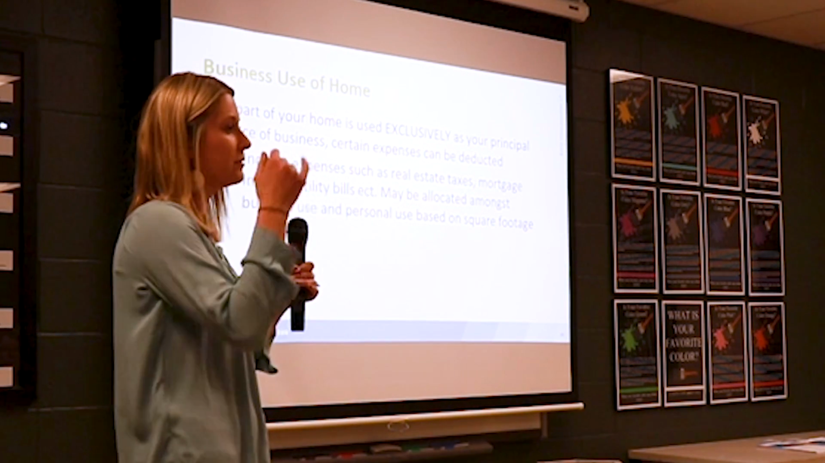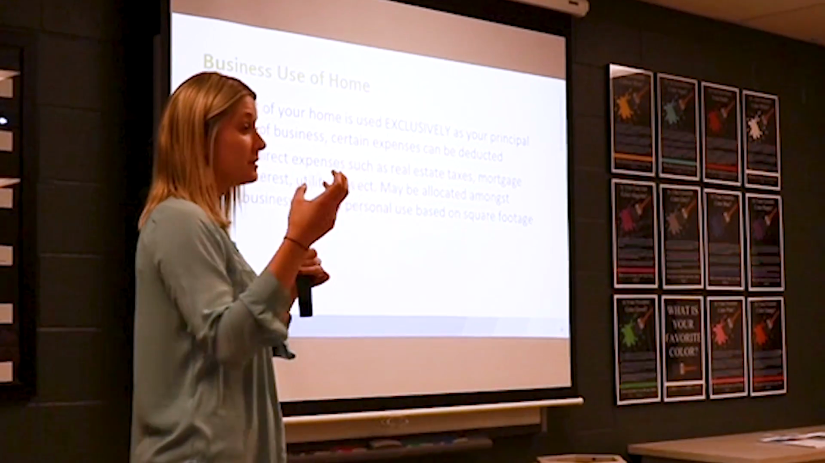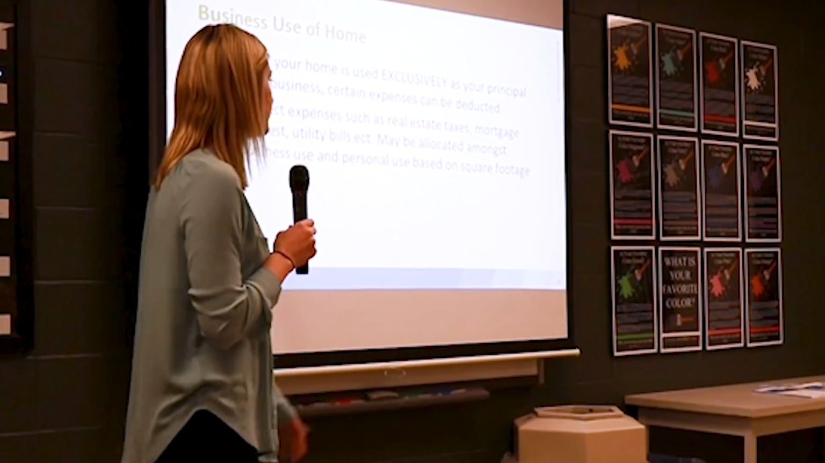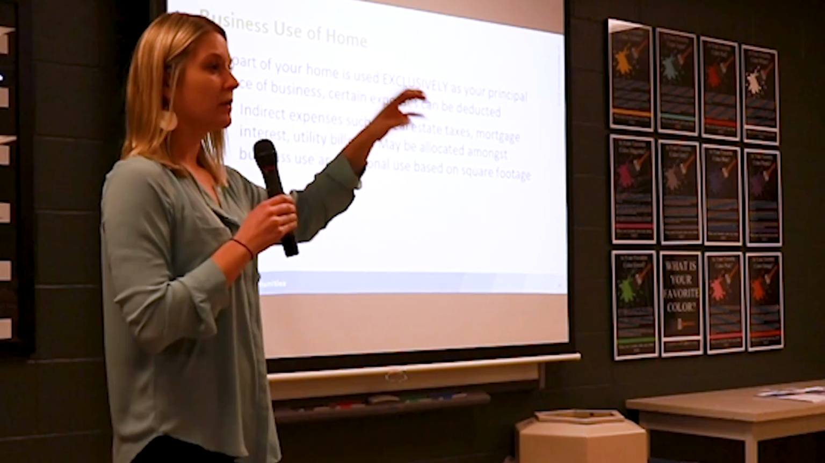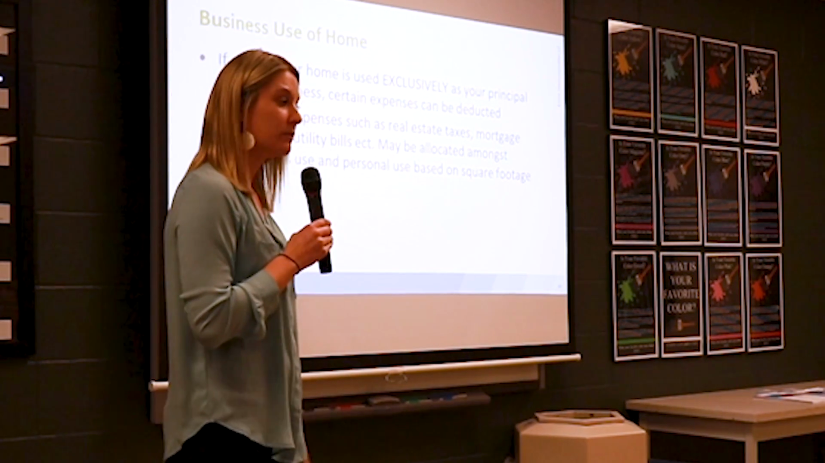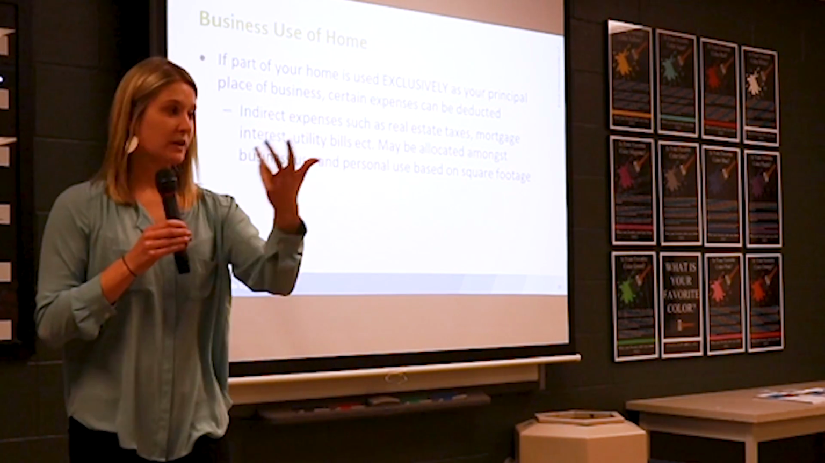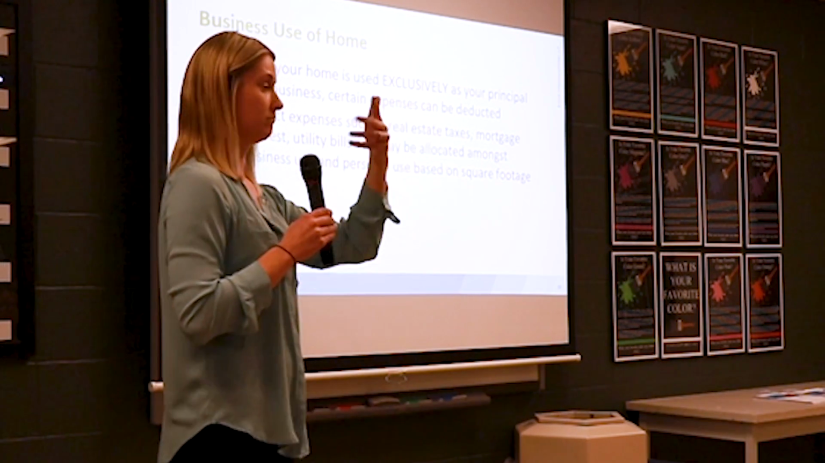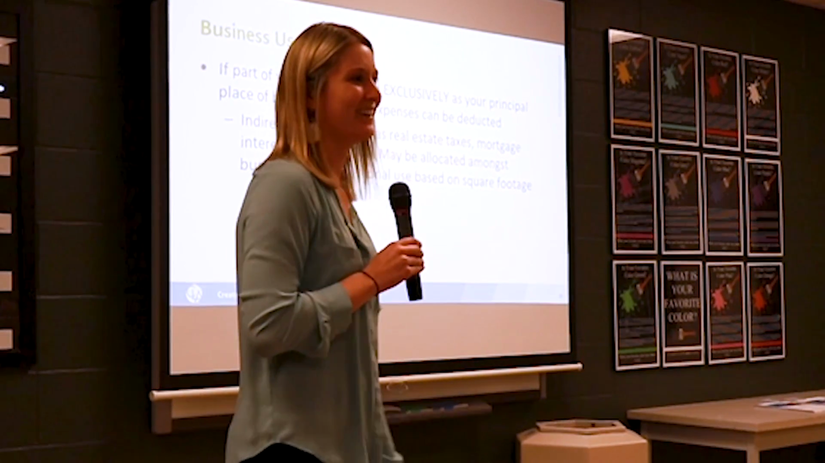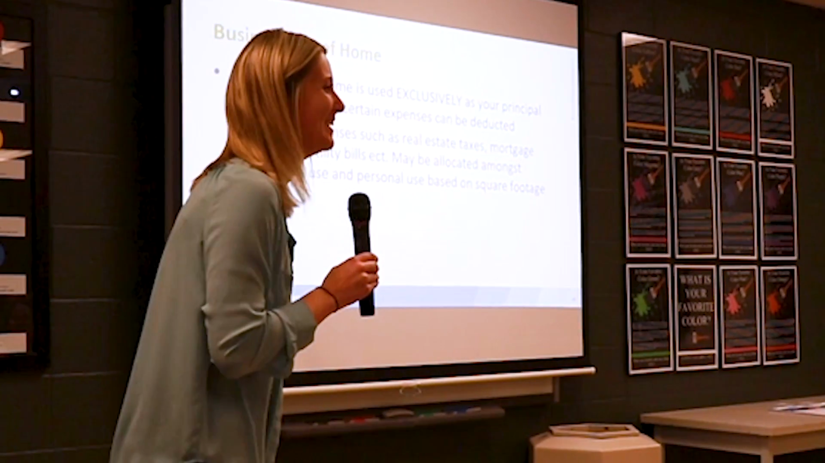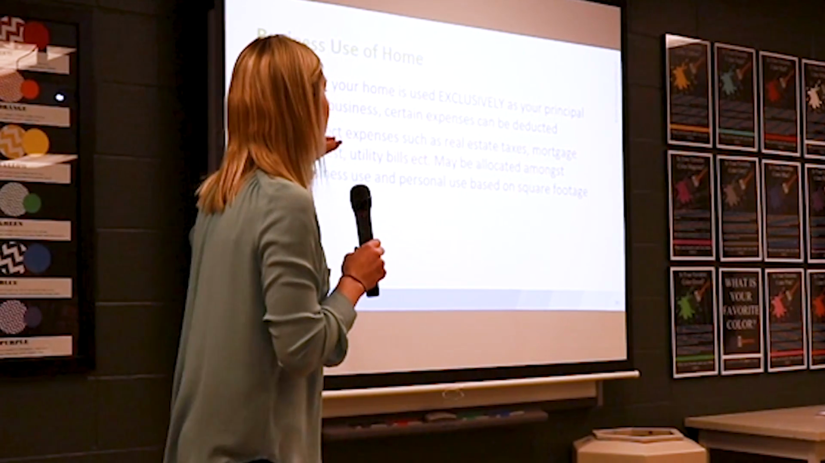And you can deduct your expenses for your real estate taxes, your mortgage interest, your utilities, things like that. Basically, they get allocated between the business section of your home and the personal section, based on square footage. So if you have a 100 square foot studio and a 1,000 square foot house, it'd be 100 over 1,000. Quick math. So that's a business use of home at its simplest form.